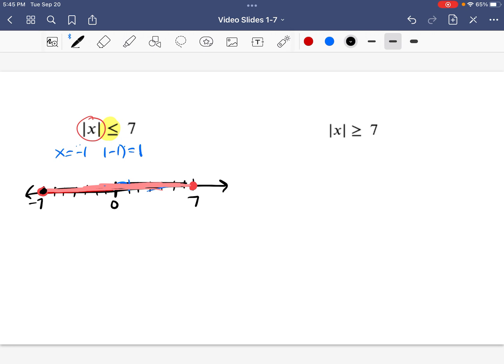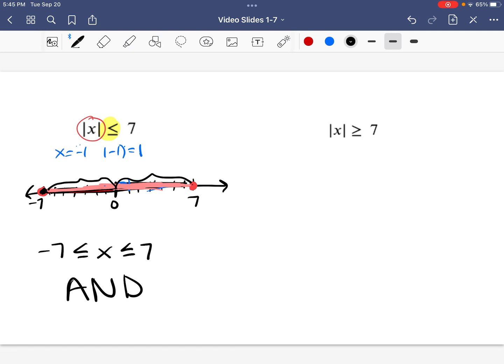We could think about this like an "and" compound inequality. I know that x has to be less than or equal to 7, that's how far I am away from 0. But I also know that as long as my values are bigger than -7, I'm also within the range of being a distance of less than 7 away from 0. So this is like an "and" problem.